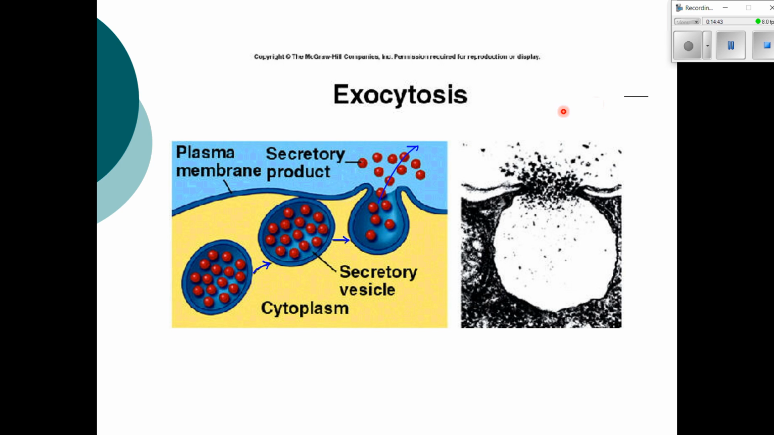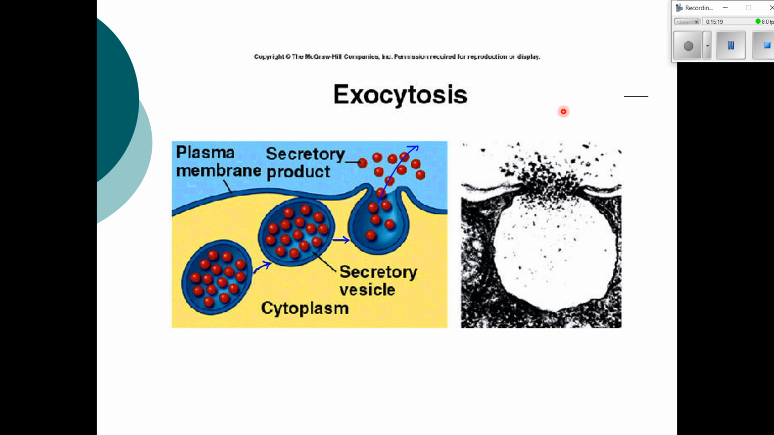So a common scenario where exocytosis happens is when your cells have produced some sort of useful protein product. Now let's think back to our cell structure lesson. You know that proteins are built by ribosomes. The ribosomes are the protein factories, and the proteins are very often made on the rough endoplasmic reticulum.